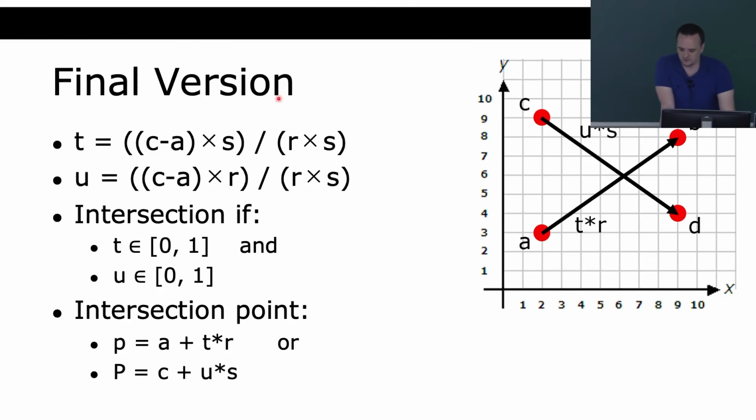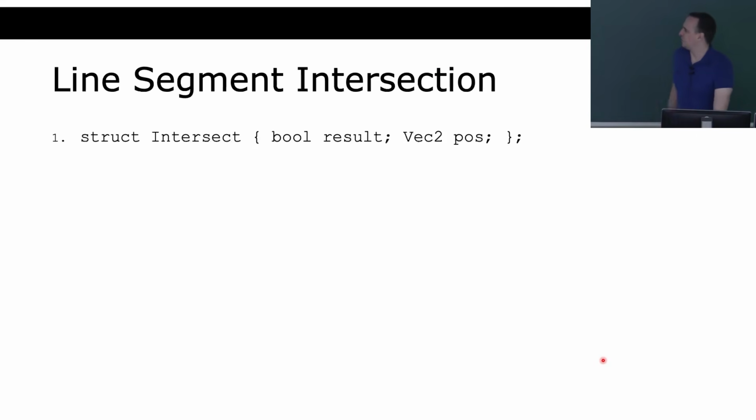And so this is the final version. We have t is equal to c minus a cross s divided by r cross s. U is equal to c minus a cross r divided by r cross s. There is an intersection if and only if t and u are within 0 and 1 inclusive. And then once we solve for t and u, we plug t and u back into the original equations to find the intersection point. Since there's only one intersection point, we could either do this equation or this equation, because if there's an intersection, they will produce the same value. So if we want to find that intersection point, once we've found t and u, we can do either of these things.